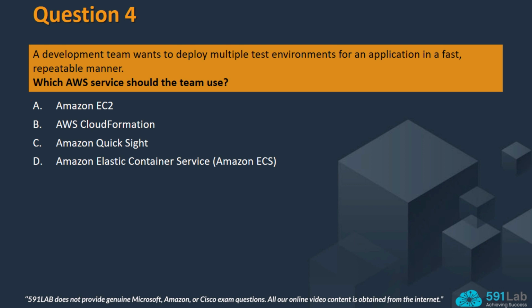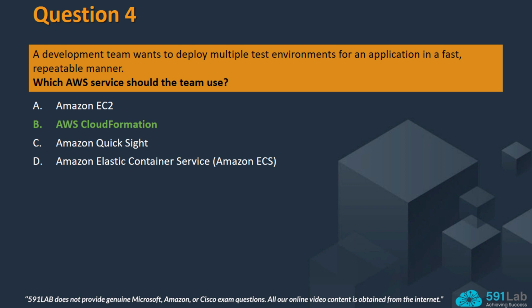Option B, AWS CloudFormation. AWS CloudFormation is a service that allows you to define and provision AWS infrastructure as code. With a CloudFormation template, you can describe the resources needed for your application in a declarative manner. This enables the deployment of entire environments, including EC2 instances, networking, databases, etc., in a repeatable and automated way. This seems to be the correct answer.